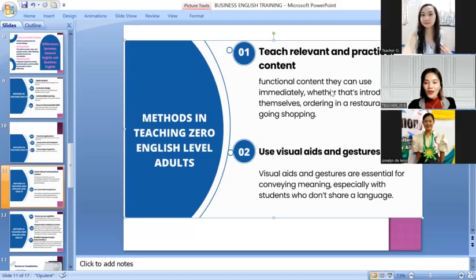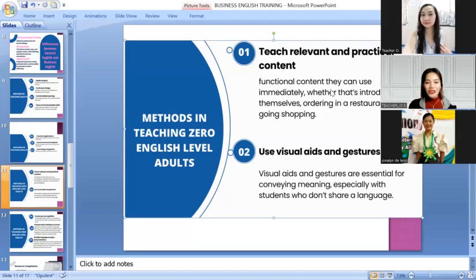And also, while teaching them with that, we need to make sure that it is relatable or relevant to them. They can relate to it. So that is teach relevant and practical content. So we need to know our students and then we will do that.